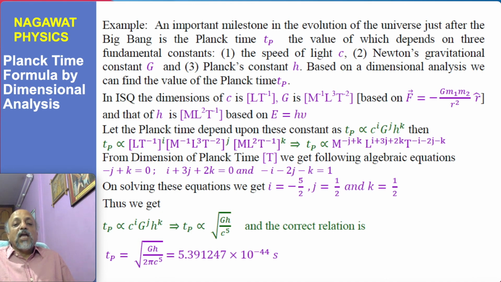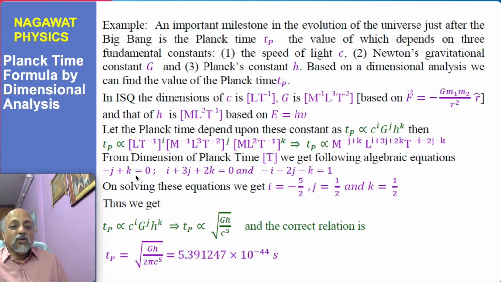And now dimensional analysis tells me that the dimension of the right hand side should also be that of time, and to make that of time, the power of M should be 0, which means minus j plus k should be 0. Similarly, i plus 3j plus 2k should be 0, and the dimension of T on the right hand side is minus i minus 2j minus k, so put that equal to 1. So we get these three algebraic equations which we can solve.